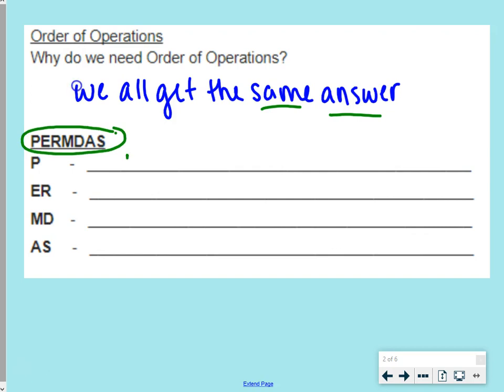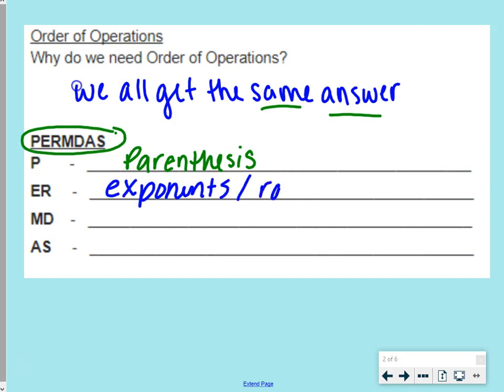It stands for P, parentheses. E and R is exponents slash radicals. And radicals are your square roots. So it's the symbol right here. It's like the square root of 4. MD is multiplication and division. I'm just going to use symbols. And AS is addition and subtraction. So make sure you have those written down.